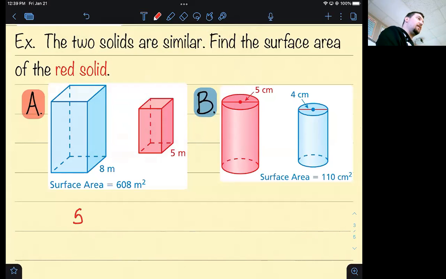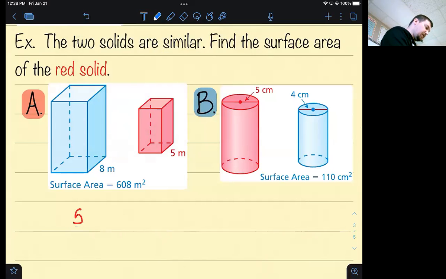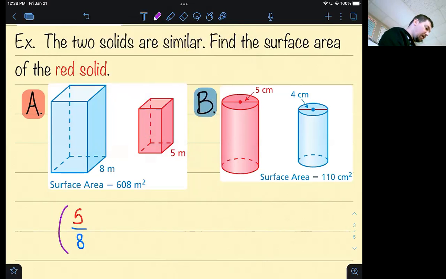5 meters for the smaller prism over 8 meters for the larger prism. If I look at those two corresponding side lengths, what does 5/8 reduce to? Person? It does not. Okay, so I'm ready to go. I've got my side length ratio. I need my area ratio though. So I'm going to take my side length ratio and I'm going to square that side length ratio.